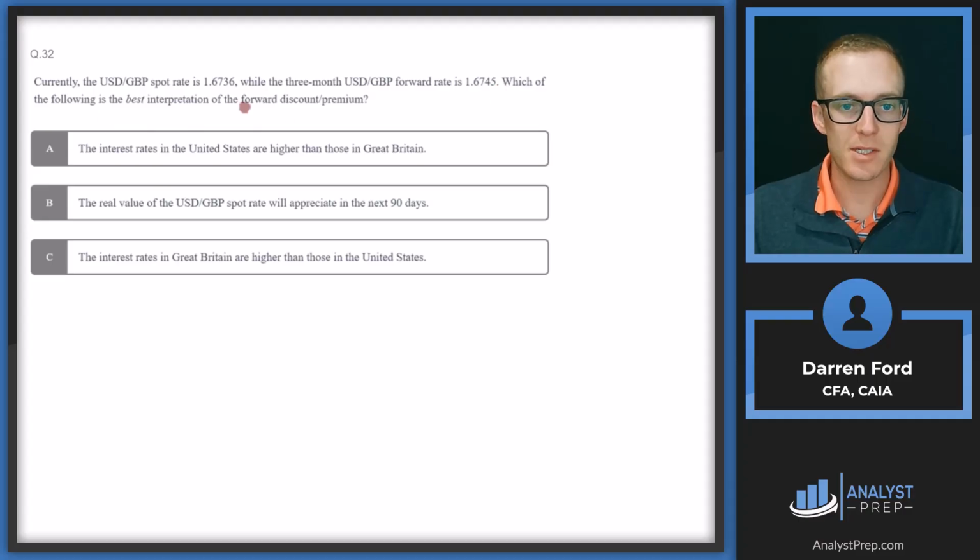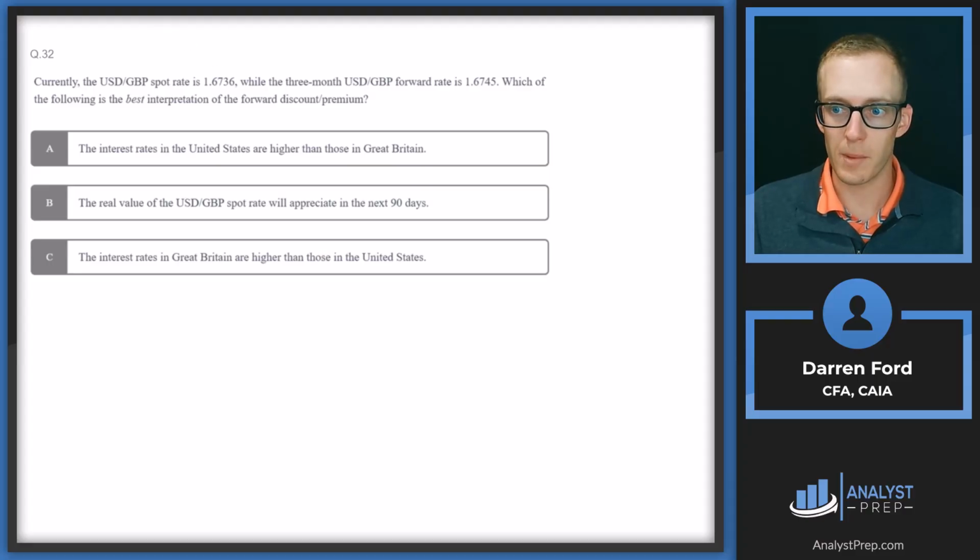Currently, the USD pound spot rate is 1.6736, while the 3-month USD pound forward rate is 1.6745. Which of the following is the best interpretation of the forward discount premium? A, the interest rates in the United States are higher than those in Great Britain. B, the real value of the USD pound spot rate will appreciate in the next 90 days. Or C, the interest rates in Great Britain are higher than those in the United States.